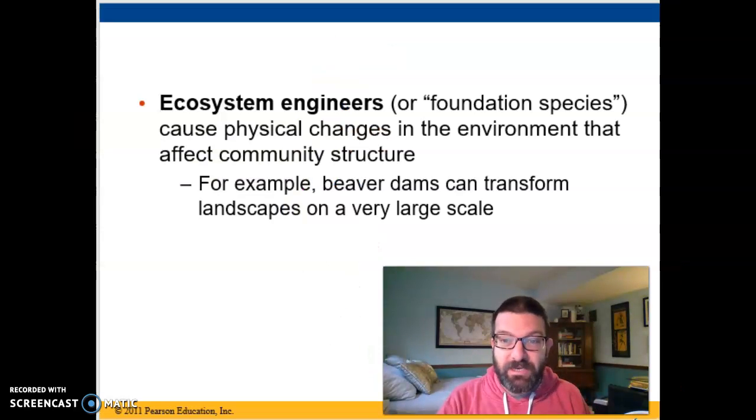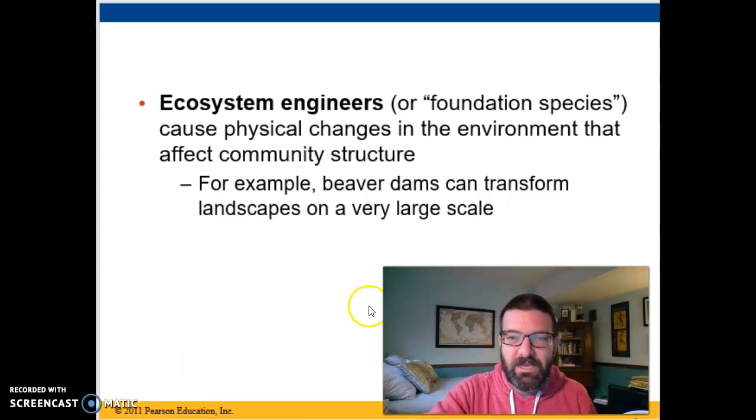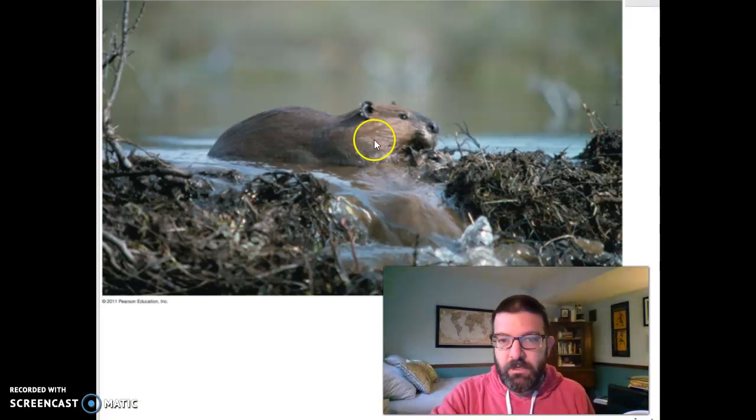Some species have an outsized impact because they are ecosystem engineers, which means they physically change the environment and affect the community structure in that way. And the classic example of this are beavers. Beavers create dams, and those dams can adjust the flow of streams that a lot of organisms rely on, and that can transform the landscape.